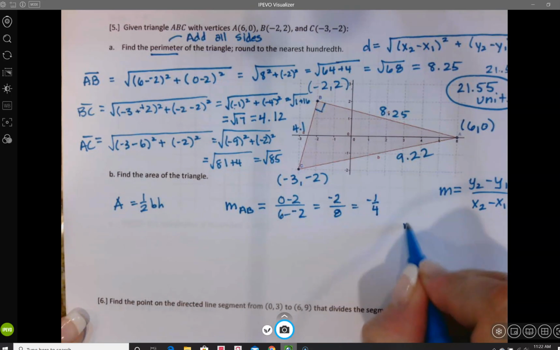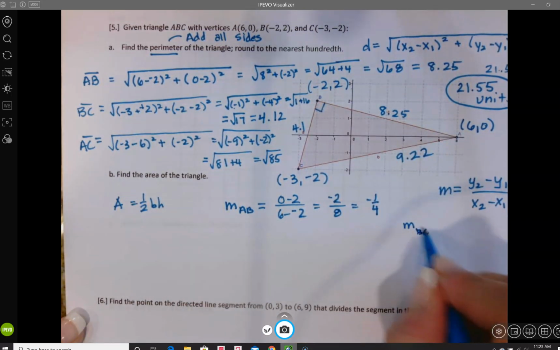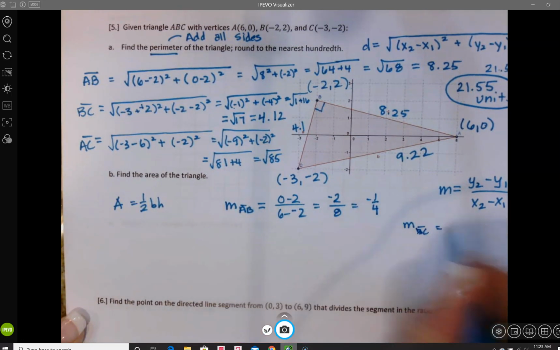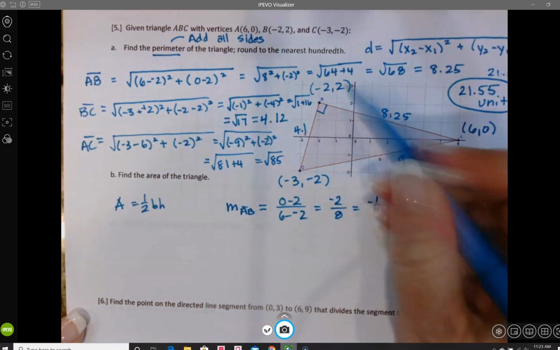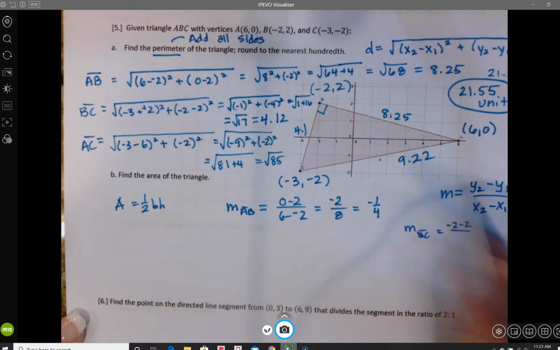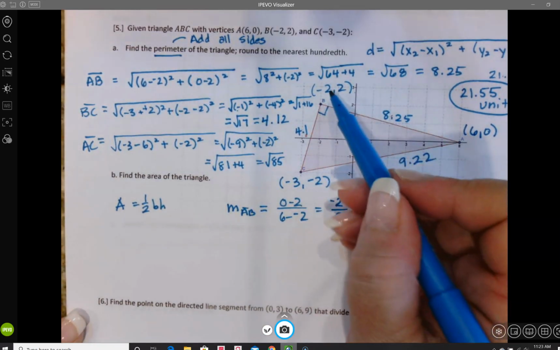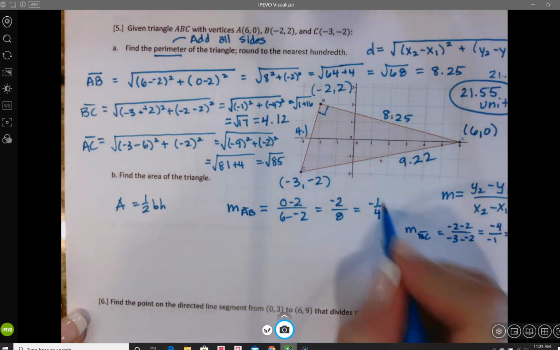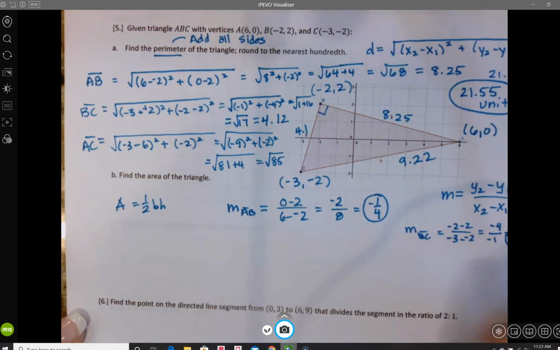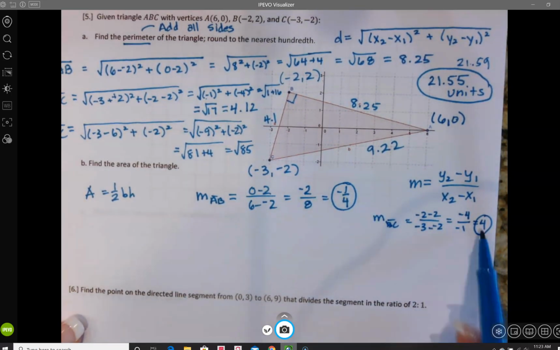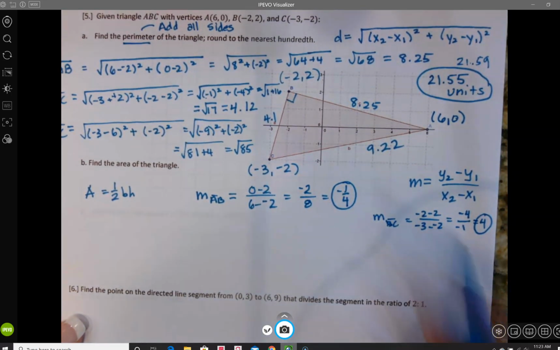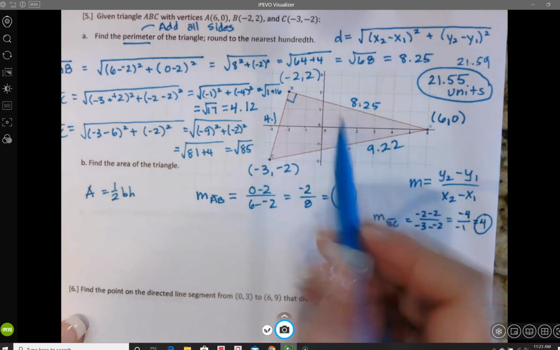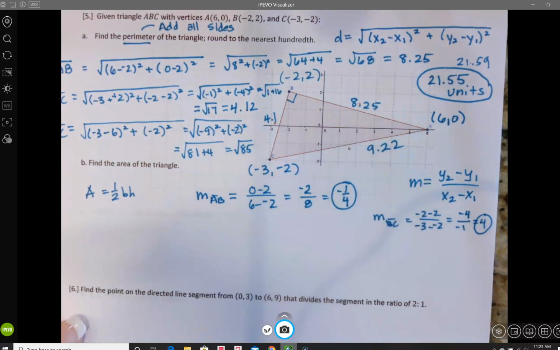And then let me find the slope of BC. So that's the slope of BC. And so now I'm going to go negative 2 minus 2 on the top, and negative 3 minus negative 2. So that gives me negative 4 over negative 1, which is 4. Remember, perpendicular lines have opposite reciprocal slopes. So if I've got a negative 1/4 and a positive 4, those are opposite reciprocals, which means they're perpendicular, which means I've got a base and an altitude or a height.